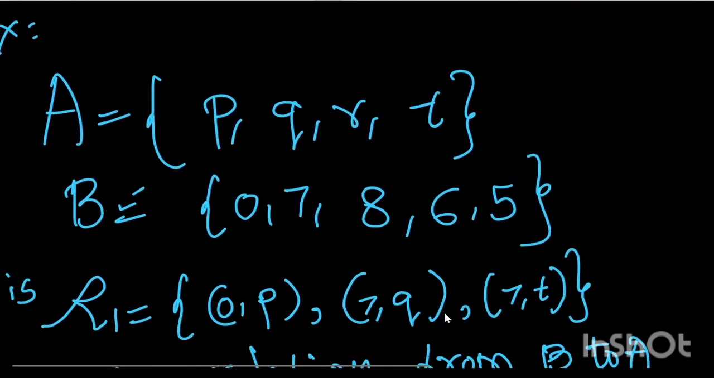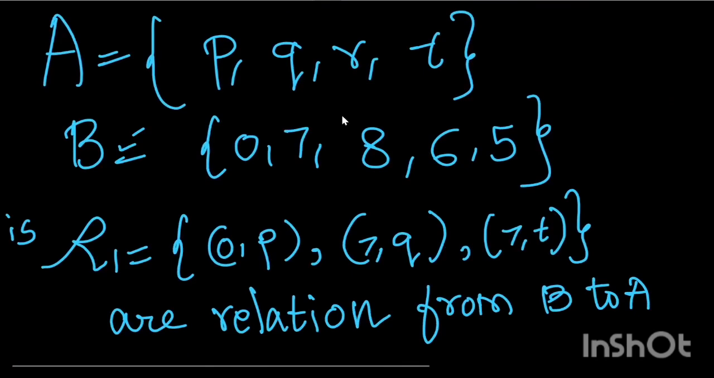Let's take another example. Again, it is the same type. If A is {P, Q, R, T}, B is {0, 7, 8, 6, 5}, and R1 is defined as {(0, P), (7, Q), (7, T)}, is R1 a relation from A to B?